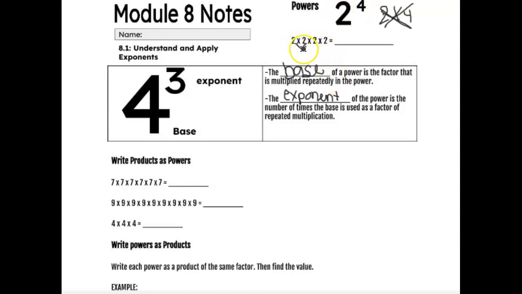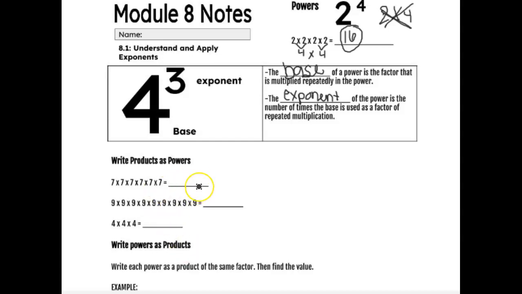So 2 times 2 is 4. 2 times 2 is 4. 4 times 4 is 16. It is not 8, it is 16. The exponent does not say, hey, we're going to do 2 times 4. It means we're going to be writing out 2 4 times.